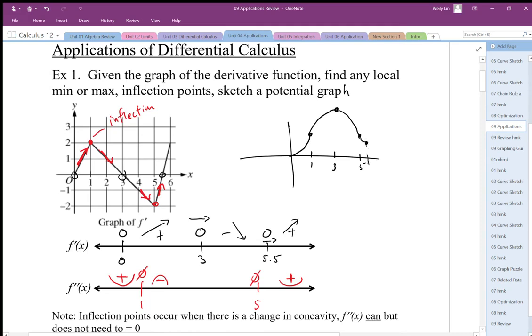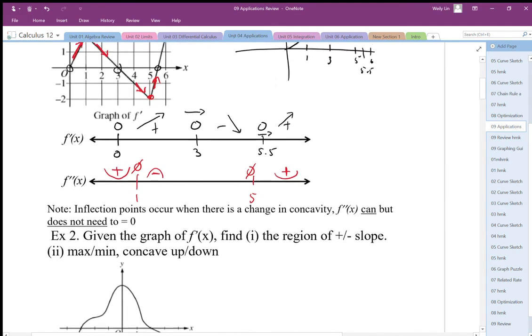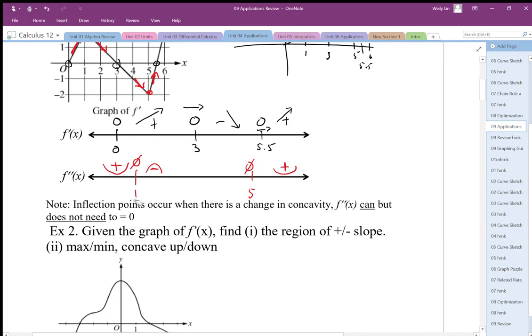There's our min at 5.5. So there's an inflection point. And then it's going to have a minimum, and then still concaving up. It's going to go up in this manner. So actually it stops at 6, doesn't it? So there's our endpoint at 6. So that's a potential graph of this function. And again, I made a note here that we don't need to have a second derivative of 0 to have an inflection point, we just need to have a change of concavity.